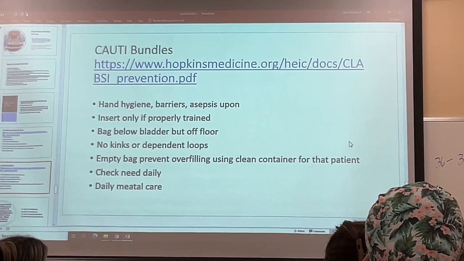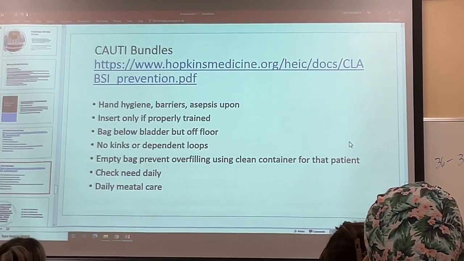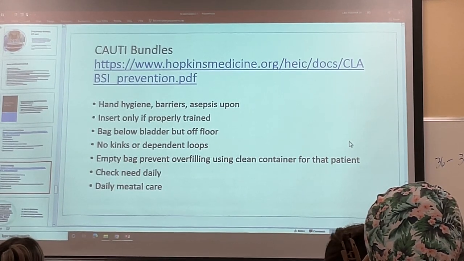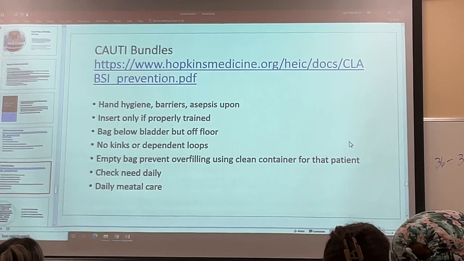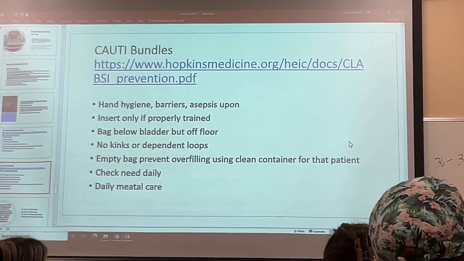We need to put up the barrier, set up the blue sterile areas, and follow aseptic technique. Insert it only if we're properly trained. We're always going to keep the urinary bag of urine below the patient's bladder.